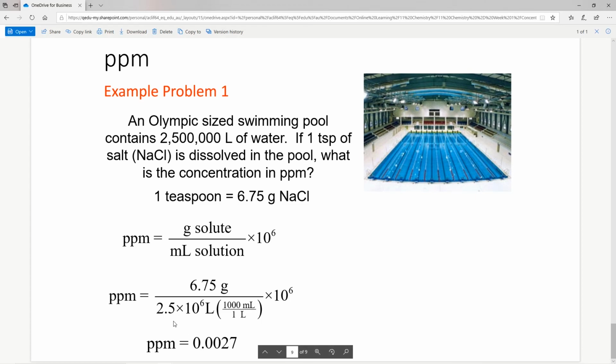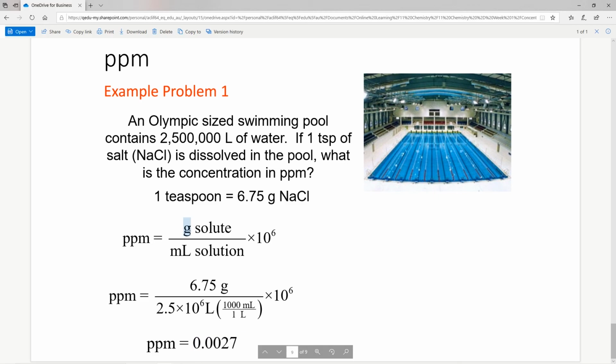So when you go through and actually calculate that, you end up with 0.0027 parts per million. So that means per every million liters, there is 0.0027 grams. I hope that makes sense. Oh, sorry, 0.0027 kilograms. So that is essentially how it works.